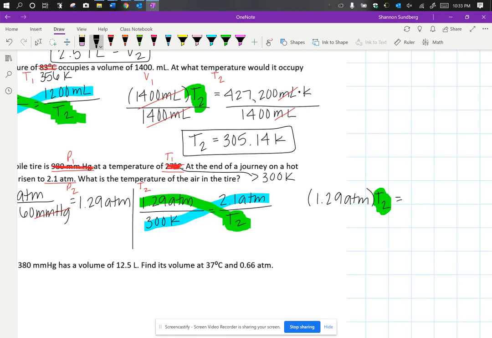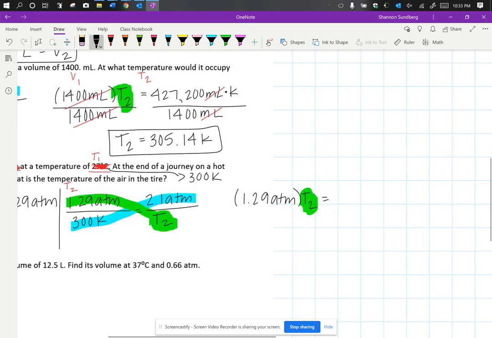Equal to, you take 300 and you multiply it by 2.1 in your calculator, you're going to get 630, and don't forget your units, 630 atmospheres times Kelvin. I got to get T2 by itself, so that means I have to divide each side by 1.29 atmospheres.